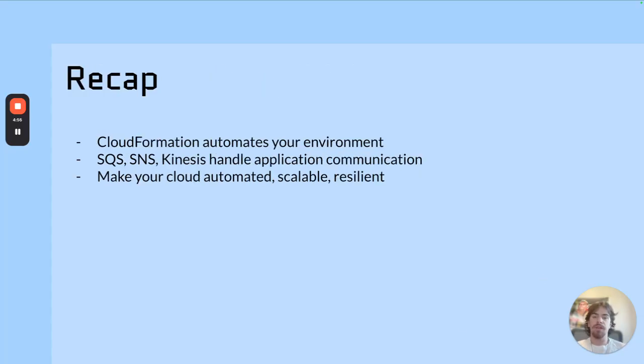Quick recap: CloudFormation automates how your AWS environment is built and maintained, while SQS, SNS, and Kinesis handle how your applications communicate. Together, they make your cloud automated, scalable, and resilient.